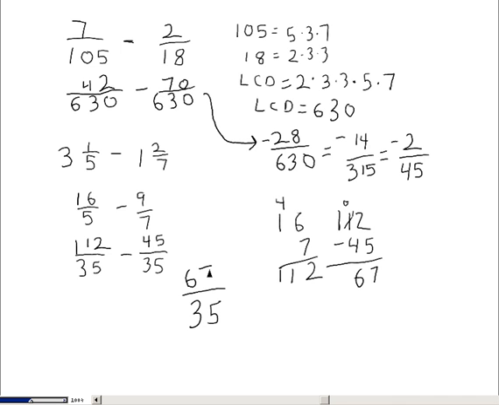Now, check and see if that reduces. The only numbers that go into 35 are 5 and 7, and 5 doesn't go into 67. And 7 times 9 is 63, so 7 also won't go into the 67. So the answer to this problem is 67/35. And that will wrap it up.